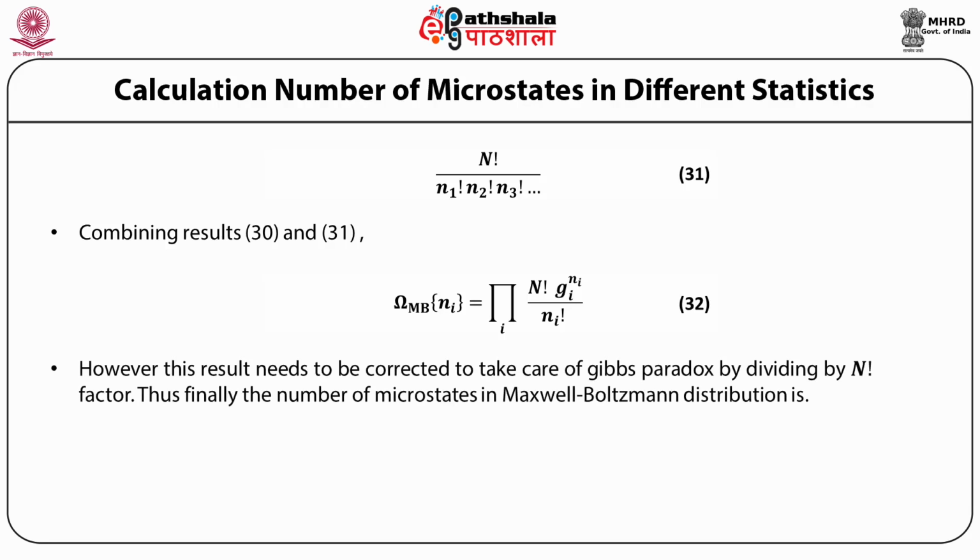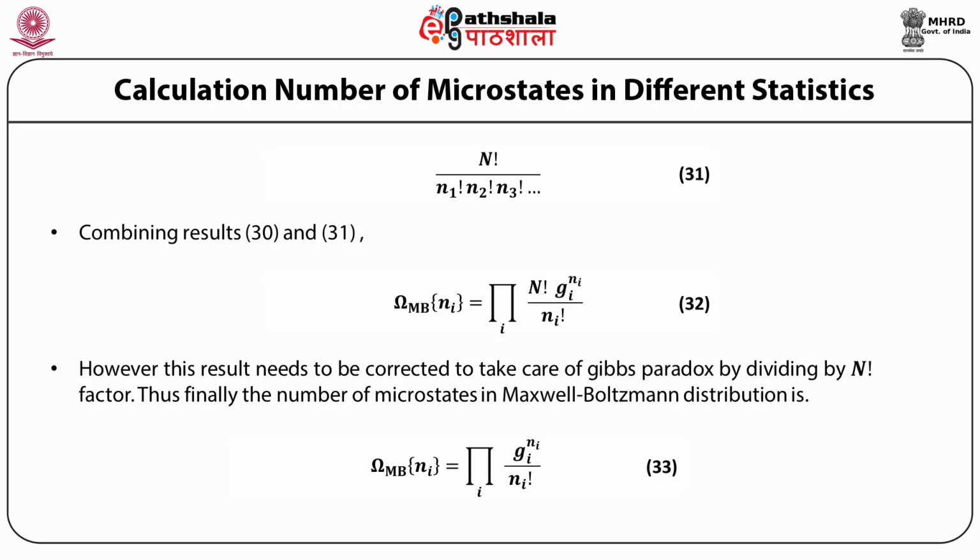However, this result needs to be corrected to take care of the Gibbs paradox by dividing by the n factorial factor. Thus, finally, the number of microstates in Maxwell-Boltzmann distribution, omega MB over the occupation number set Ni, is equal to product over i of Gi raised to power Ni divided by Ni factorial.